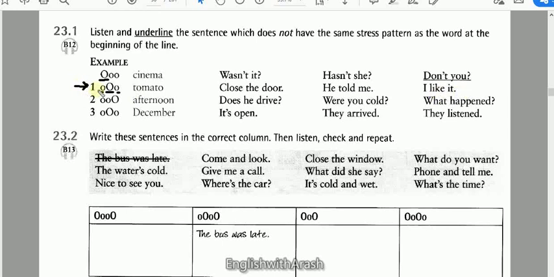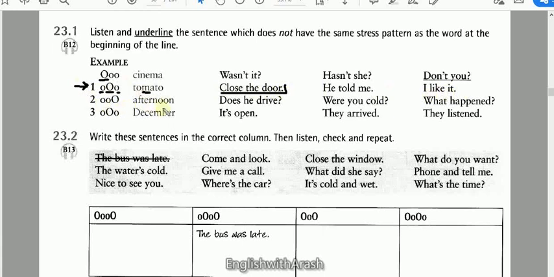So, number 1, tomato. Close the door. He told me I like it. Yeah, close the door. Good, Fariba. Close the door is not a match for tomato. But he told me I like it. They're fine, right? So let's go to number 2.